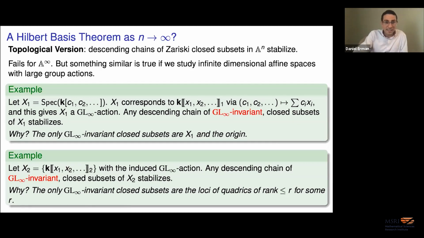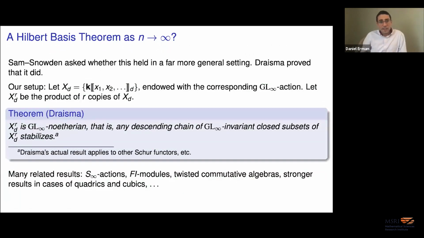And so this suggested a sort of Noetherianity result for spaces like this. I believe it was Sam and Snowden, I meant to confirm this, who were asking at some point whether these sorts of results held in a much more general setting. And Jan Draisma proved that it did. So for the purposes of this talk, we'll just look at the cases where X_D is basically the space of degree D elements in this wild ring, and I'll look at R copies of it. So a point of X_{D,R} is like R elements of degree D in this ring.